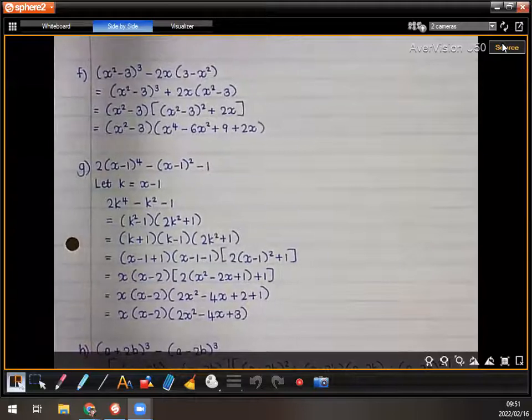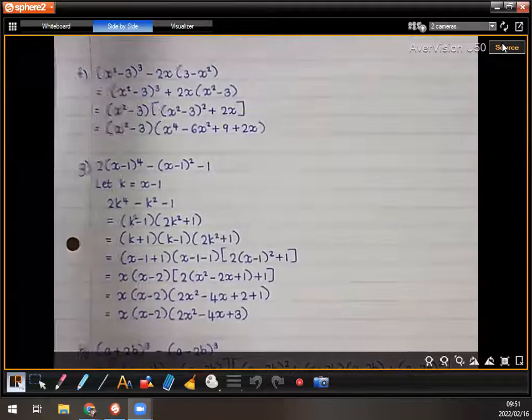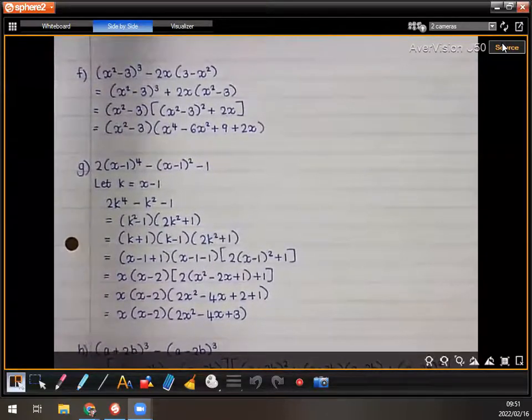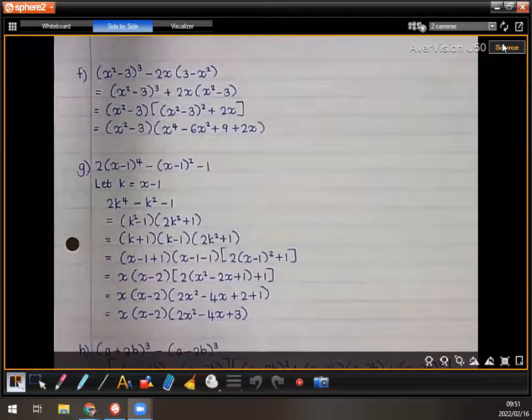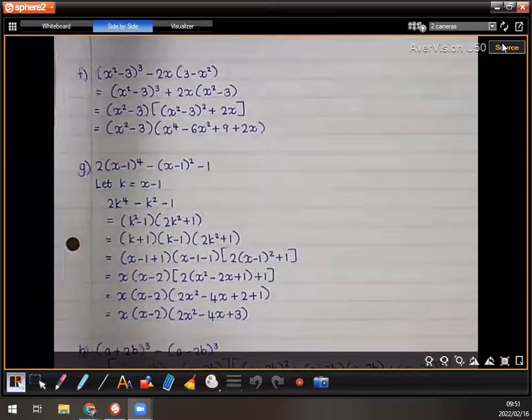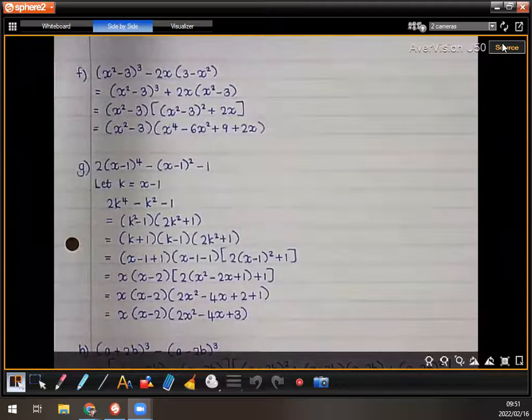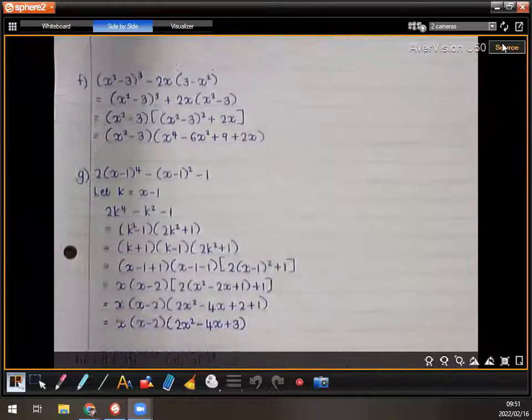What exercise is this, guys? Exercise 1.3, number 5. Yes, let's do that. Yes, guys, I have this answer here. They use a substitution, but I don't think it was really necessary.